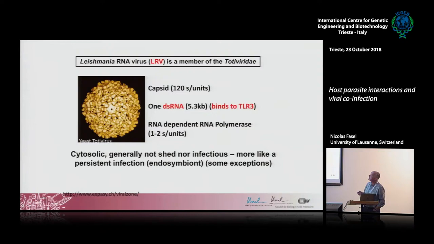So what are these viruses? This is a virus that you can find also in yeast. This is a structure of a yeast totivirus. They are members of the Totiviridae family. They have a capsid, with around 100 subunits in the capsid. You have one double-stranded RNA molecule, which encodes a capsid and an RNA-dependent RNA polymerase, which is present inside the viral particle or virus-like particle. They are present in the cytoplasm, in the cytosol of the parasite.